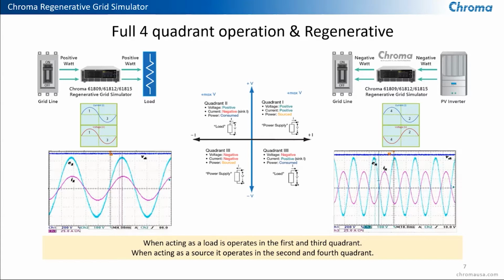So when acting as a source, it operates in the 2nd and 4th quadrant. And when acting as a load, it operates in the 1st and 3rd quadrant. As a load, the power generated by the DUT can easily be fed back to the grid rather than dissipated as heat. And this is a great feature because it will lower the cost of operation. It reduces the need for air conditioning. And it also protects the environment in the long run.